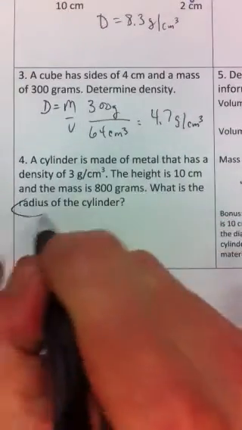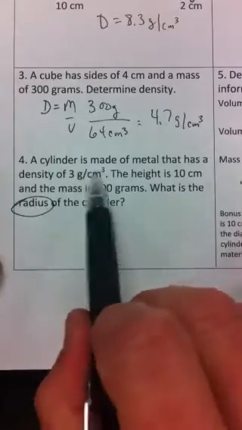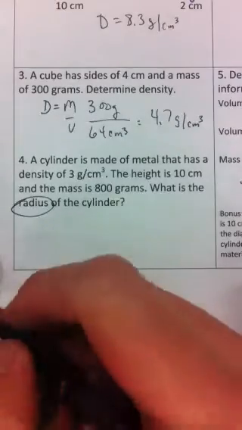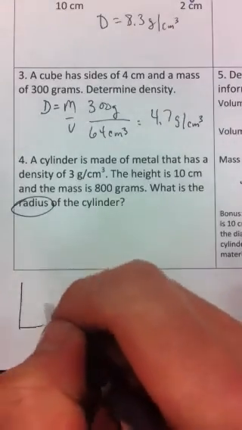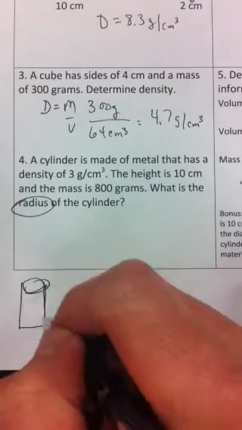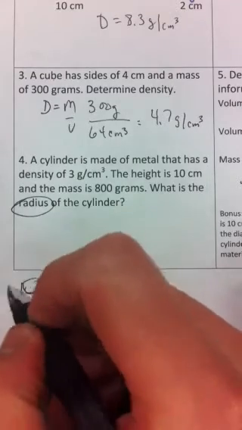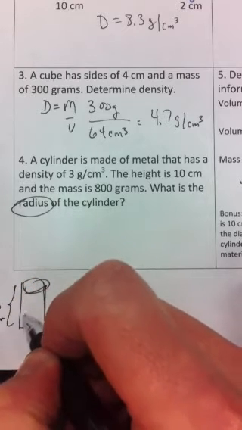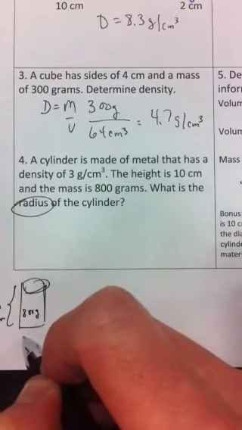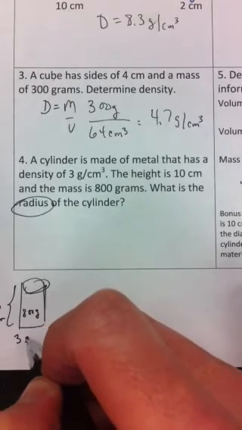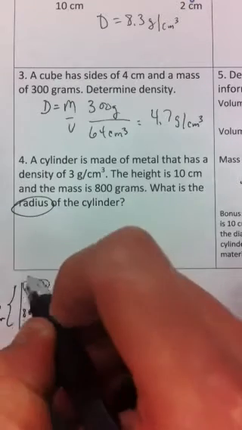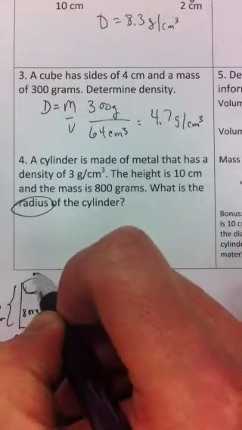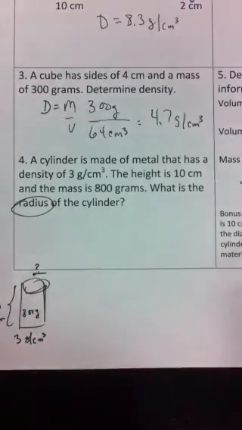Number 4, here we're asking for the radius. Here we have an object, and it's a cylinder. We know the height is 10 centimeters. We know the cylinder weighs 800 grams. And we know its density is 3 grams per cubic centimeter. What we want to know is what is that radius.